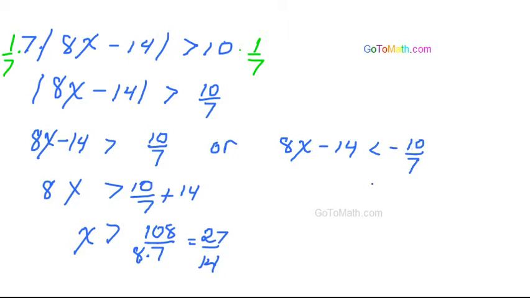Now let's go ahead and do this side. 10 over 7 plus 14. We have 8x. And so we have negative 10 over 7 plus 14 on this side. We get 88 over 7.